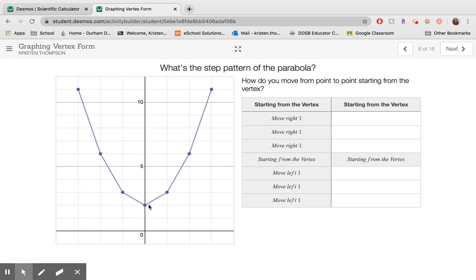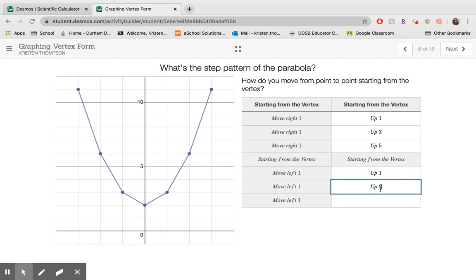Okay, and then, so I'm starting at the vertex, I move right 1, I move up 1. Move right 1, up 3. And then move right 1, up 1, 2, 3, 4, 5. So it's the exact same here as the basic parabola, and our left side would be the same.